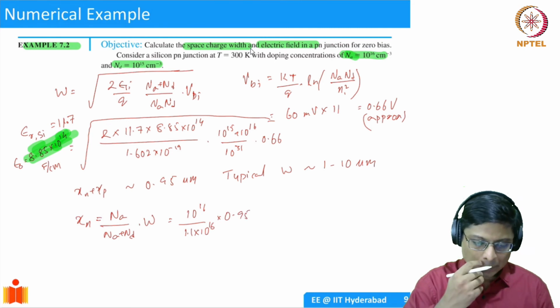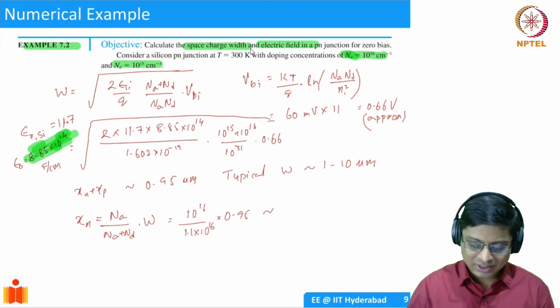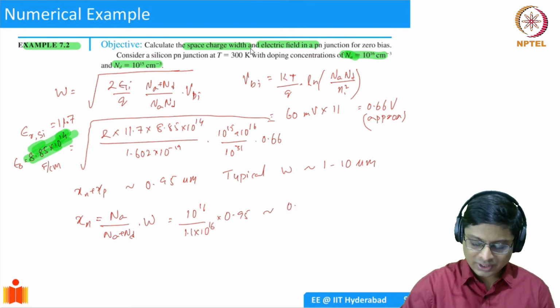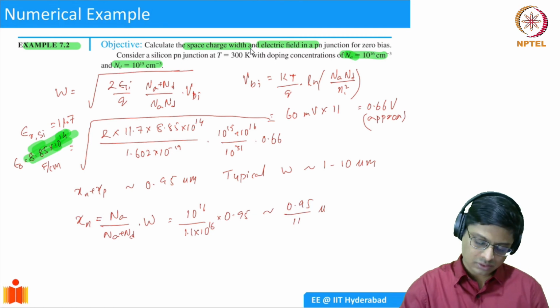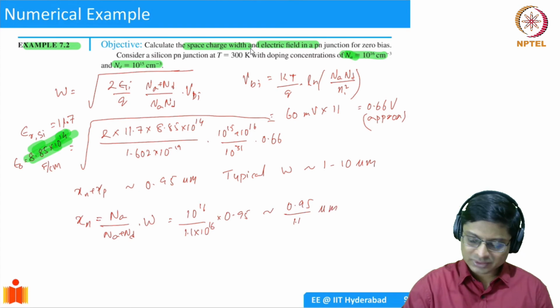So this will turn out to be whatever, it's going to be almost equal, I mean, less, right? So 0.95 divided by 1.1. So this is going to be something in the range of 0.85 microns or so, approximately.